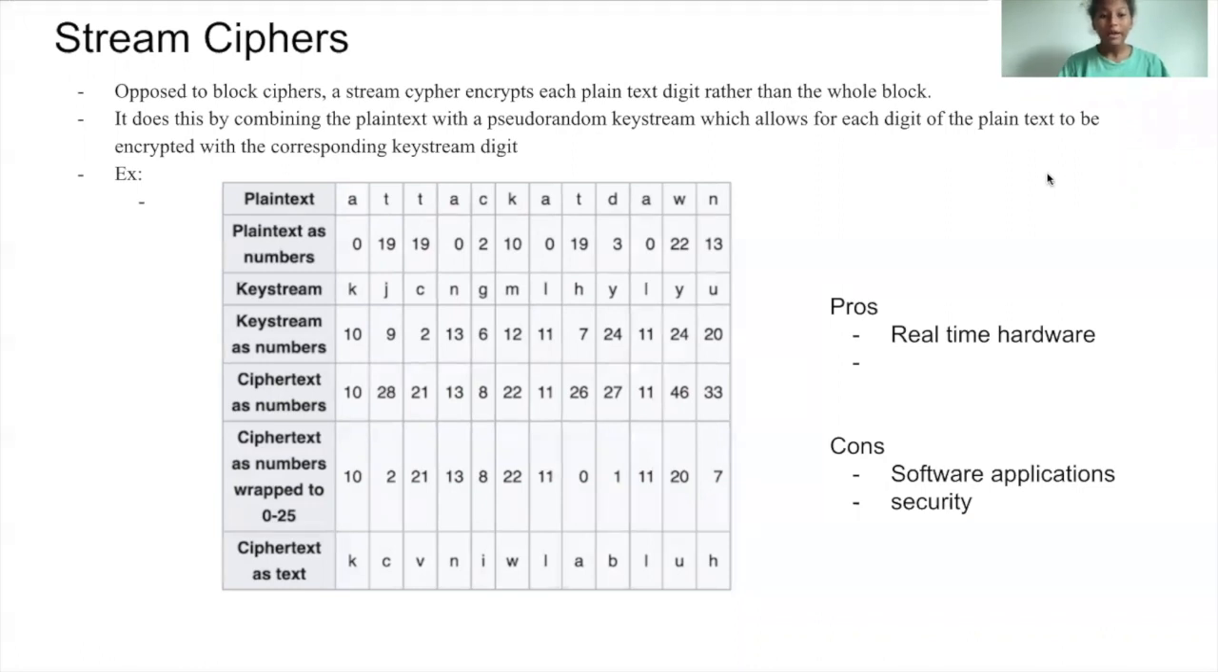It does this by combining the plain text with the pseudo-random key stream, which allows for each digit of the plain text to be encrypted with the corresponding key stream digit. So while that sounds like a bunch of jargon, I'm going to use the example to break it down step by step. If we look at the picture I provided, we have our original plain text.